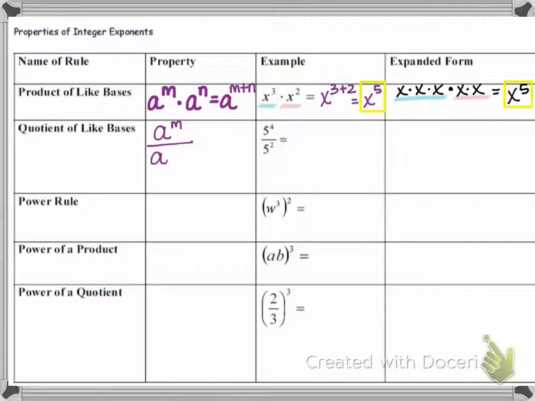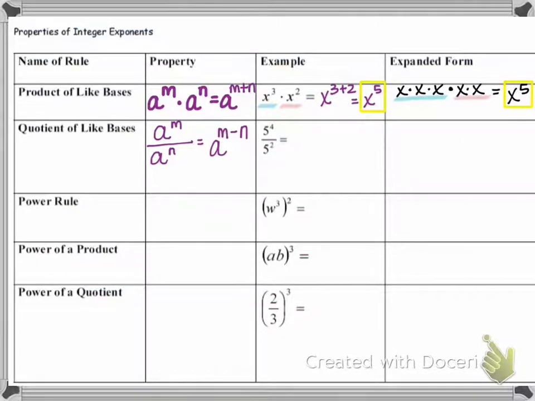Quotient means division, so notice how we have a quotient. The base in the numerator and the denominator is the same. I have a to the power of m in the numerator and a to the power of n in the denominator. This rule tells us we subtract our exponents. So I take the numerator exponent minus the denominator exponent. Let's look at the example.